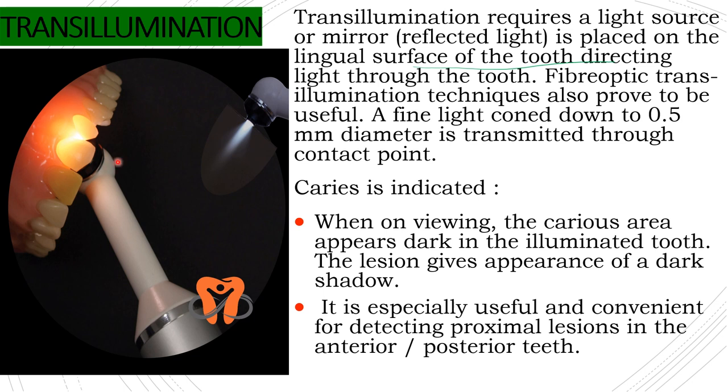Basically, if you look at the photograph, you can see the light source is placed on the lingual side of the tooth and it is directed through the tooth. Now, in case on viewing it, you see a dark appearance, a dark shadow is present like this, it would give an indication of caries. And this is especially useful for caries lesions on the proximal surfaces of anterior or posterior teeth.